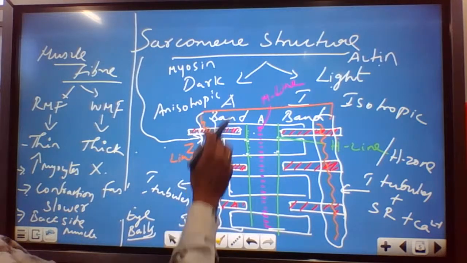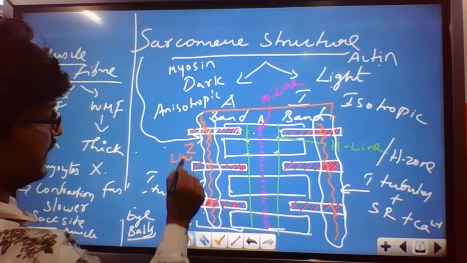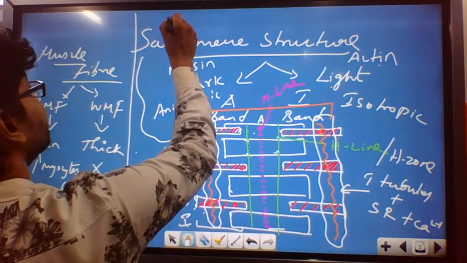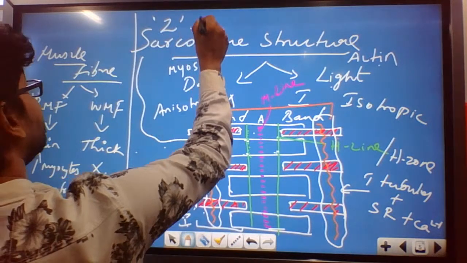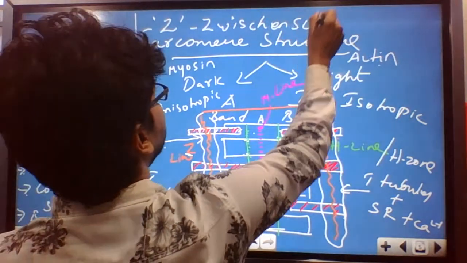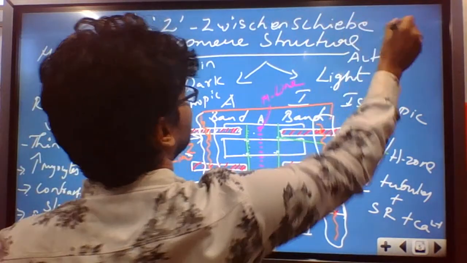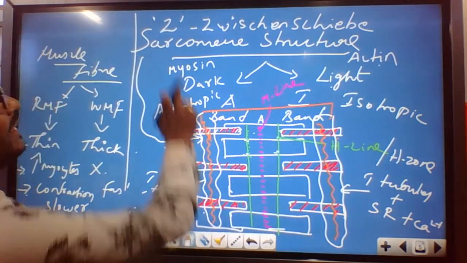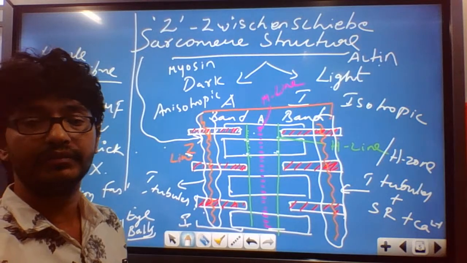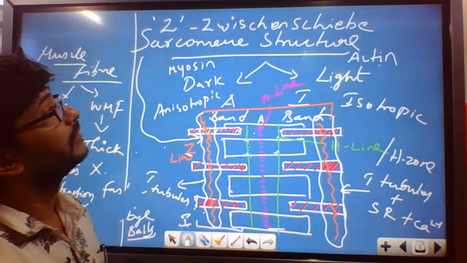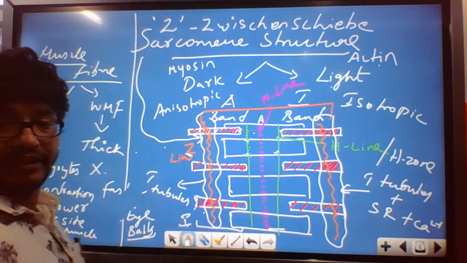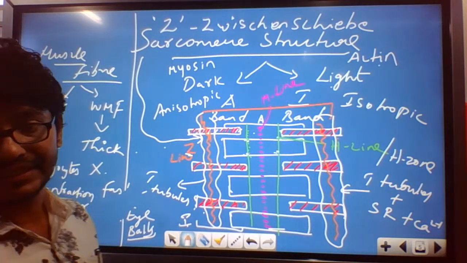And I'll give you the other names for the Z. What is actually the Z line? The Z line is called Zwischenscheibe. It is a bit different to pronounce. Z line is called Zwischenscheibe. This was found by a particular scientist, and Zwischenscheibe is meant for Z.